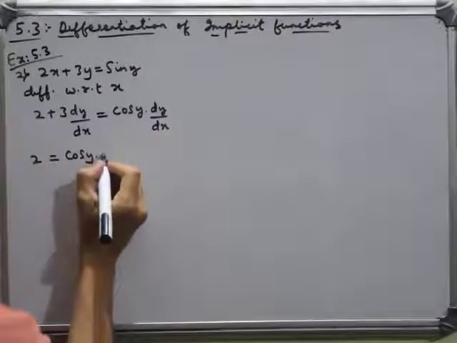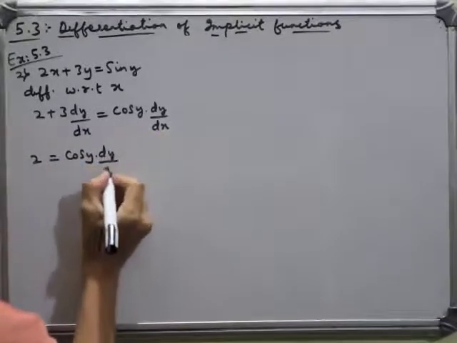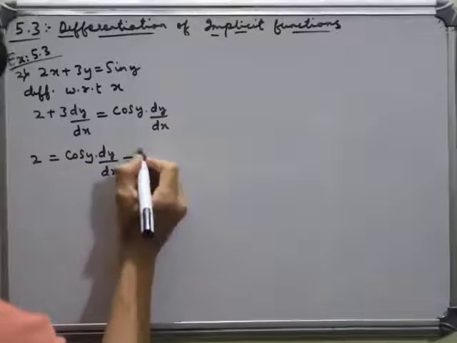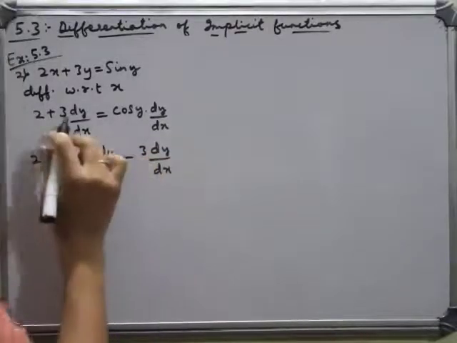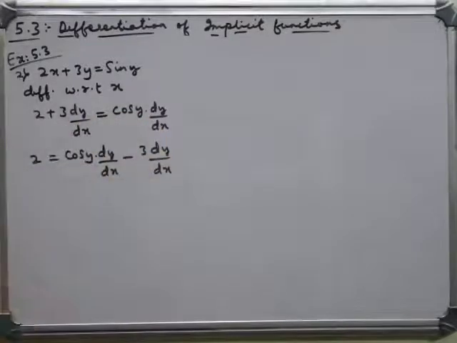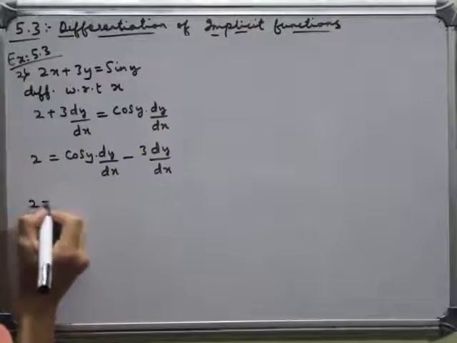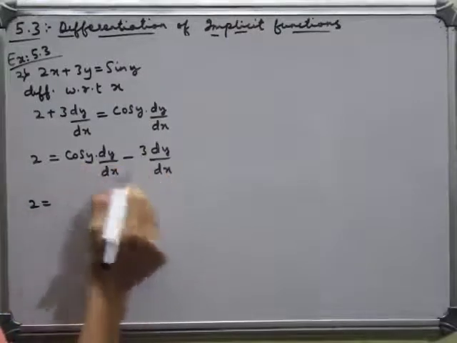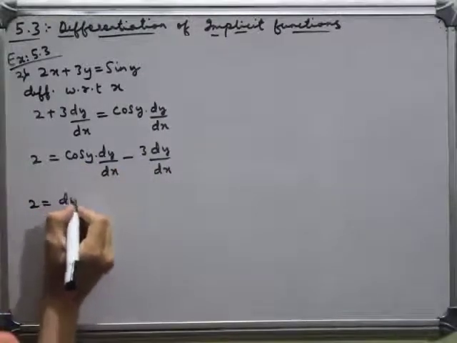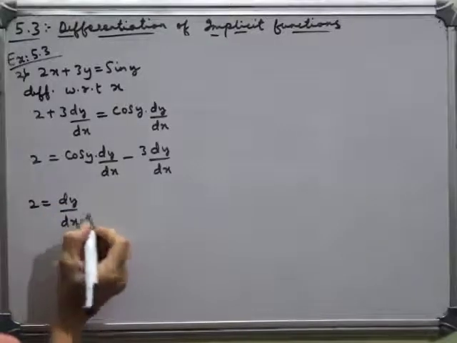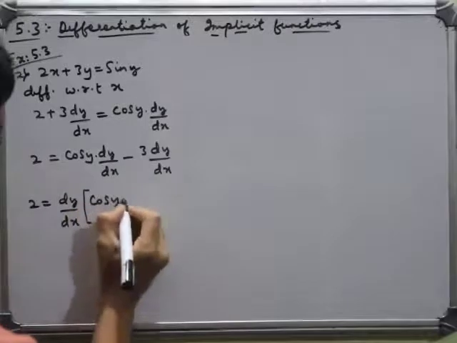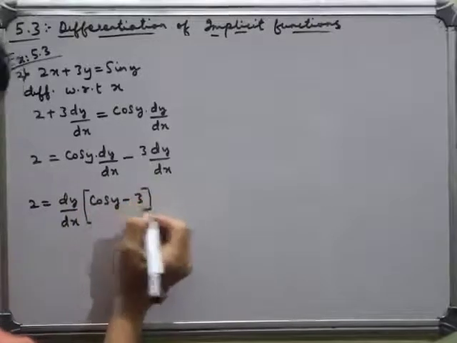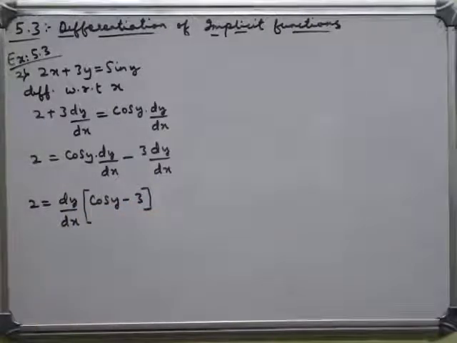This will be as it is, cos y into dy by dx minus 3 dy by dx. This 3 dy by dx I have taken to RHS. Now 2 is equal to, in both the terms take dy by dx as common. So when I take dy by dx as common, what is left out? Cos y minus 3.